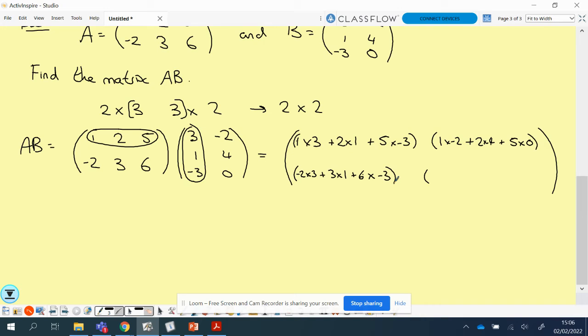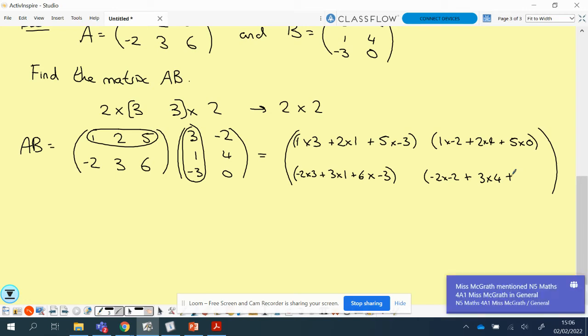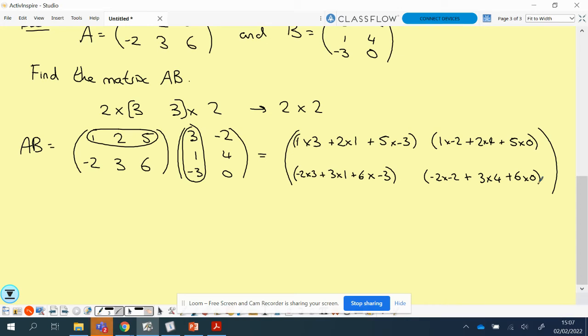Okay. Last one, so that's going to be our second row with our second column. That's the one thing we've not done yet. So that's going to be -2 times -2, plus 3 times 4, plus 6 times 0. So that's what I get there. So do we all see how we get those numbers there? Because that's how matrix multiplication works.